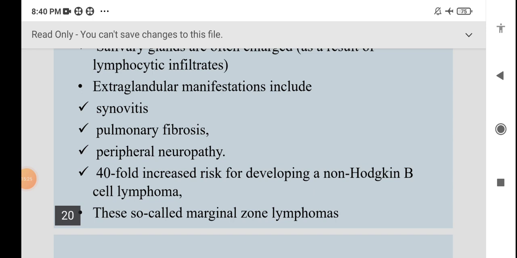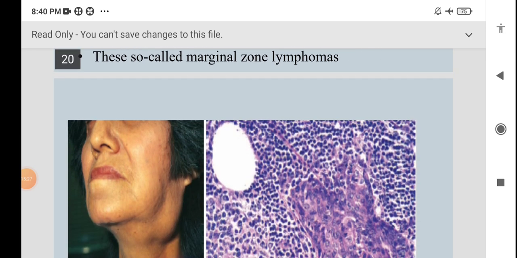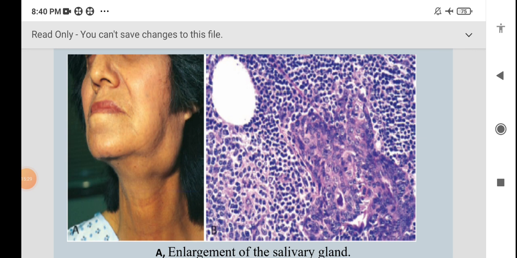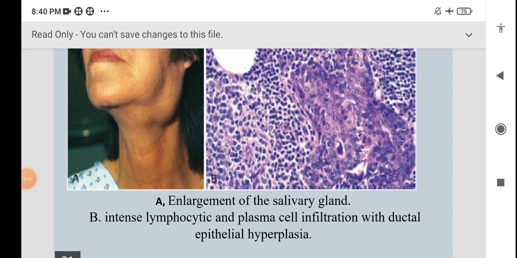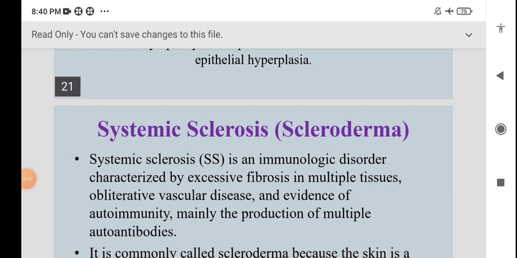These so-called marginal zone lymphomas. So enlargement of the salivary gland, intense lymphocytic and plasma cell infiltration, that's a microscopic picture there with epithelial hyperplasia.